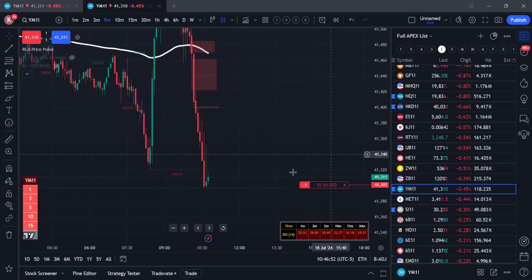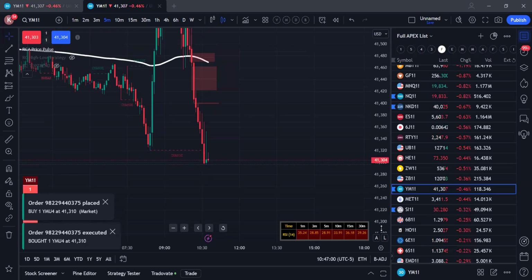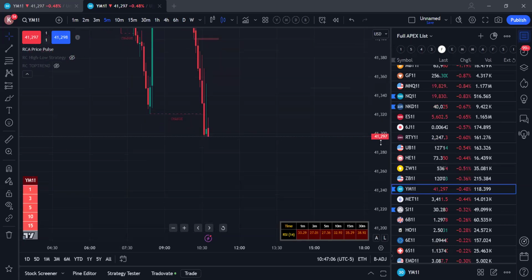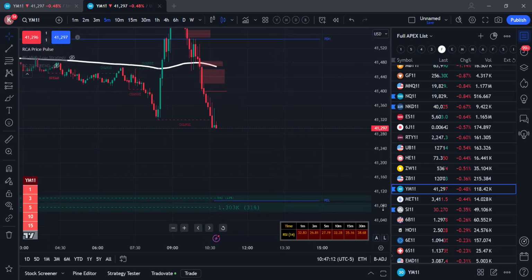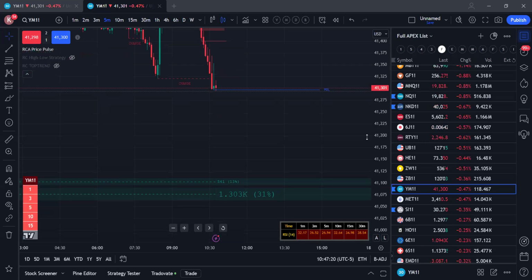I think it filled a short order. If it drops further, then this is your next level. If you see YM dropping further, then you can enter one more contract around 41,075.